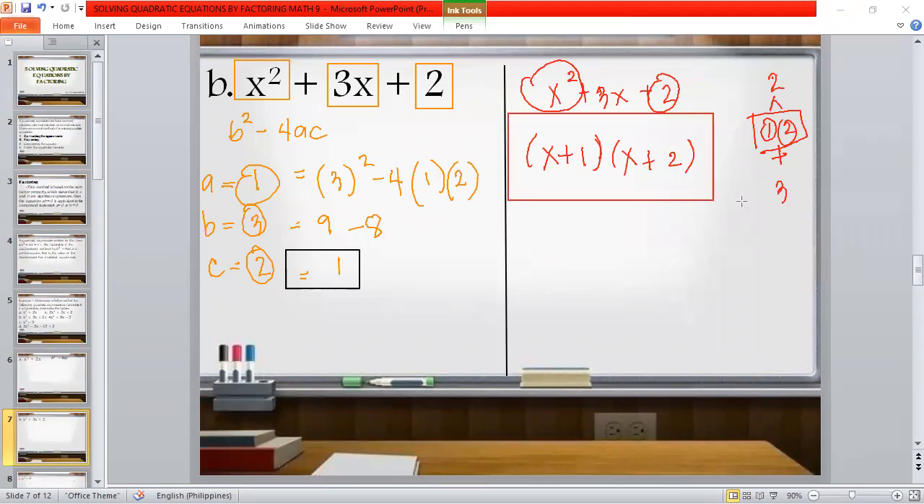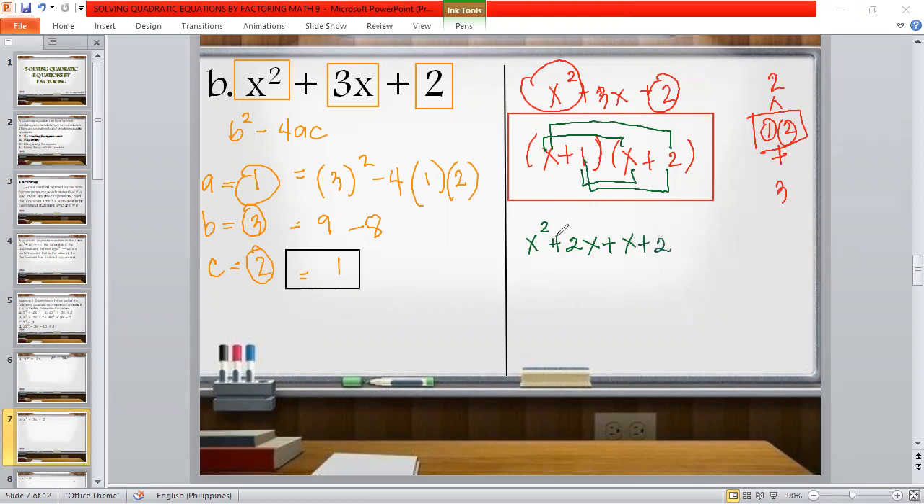How sure are we that this is the factor of x squared plus 3x plus 2? Pwede niyo po siyang i-check using FOIL method. Ma'am, paano po namin siya i-check using FOIL method? Syempre, first term, this one. x times x is x squared. x times 2 is positive 2x. 1 times x is positive x or 1x. 1 times 2 is positive 2.